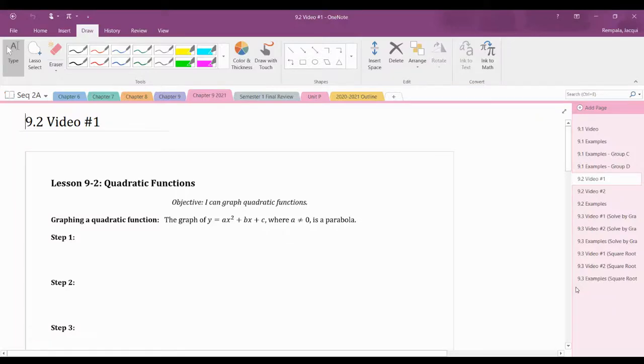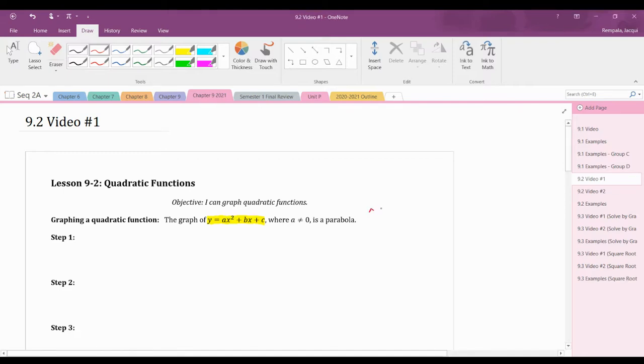Today we're going to look at lesson 9.2, which is about quadratic functions. We are going to be graphing quadratic functions today. So just a reminder, the graph of y equals ax squared plus bx plus c, where a does not equal 0, is what we consider a parabola. Remember, a parabola is a U-shaped graph.